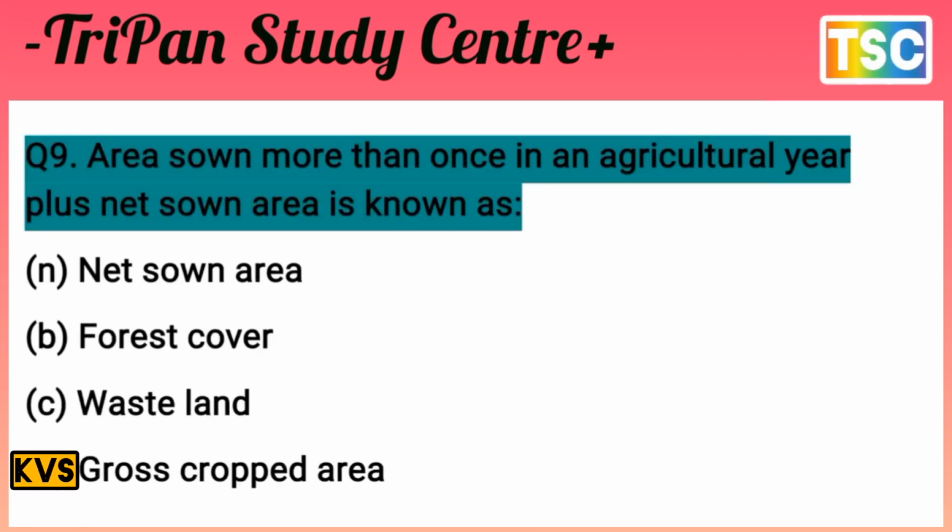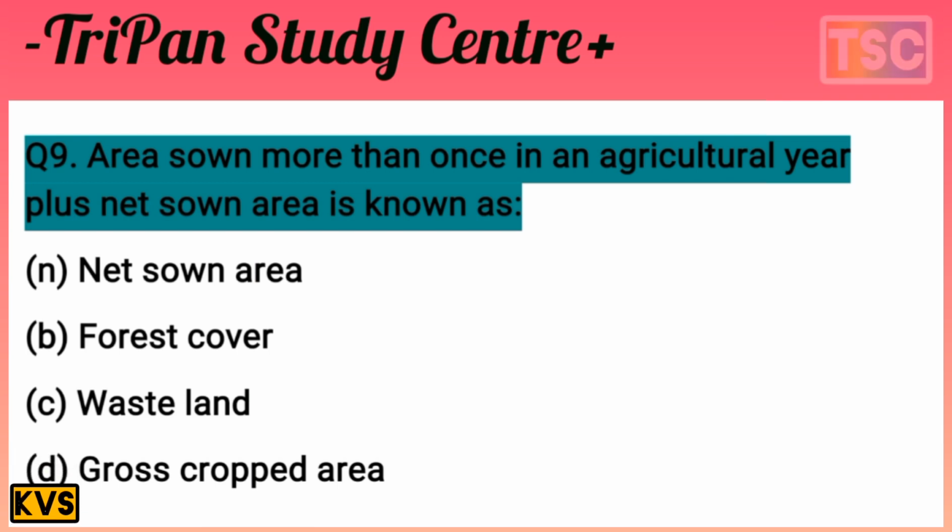The next question: area sown more than once in an agriculture year plus net sown area is known as. The question is most interesting here. The options: first, net sown area; B is forest cover, C is wasteland, and D is gross cropped area. That's important.